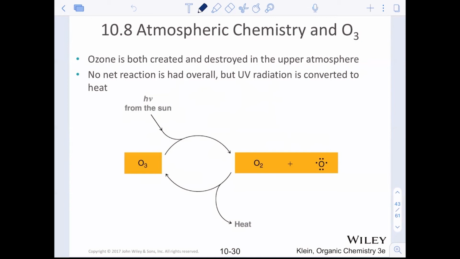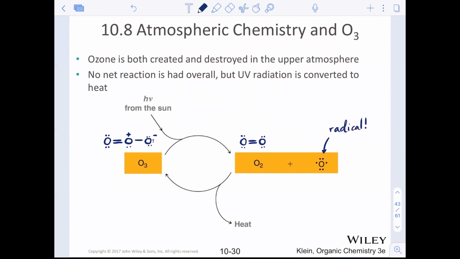Ozone, O3, is in our atmosphere. We've heard a lot about climate change, that ozone is being depleted, and ozone is an important aspect for our environment. Why? Well, because ozone is both created and destroyed in the upper atmosphere via a radical mechanism. O3 can actually decompose into oxygen gas, O2, and oxygen radical. Woohoo, a radical.